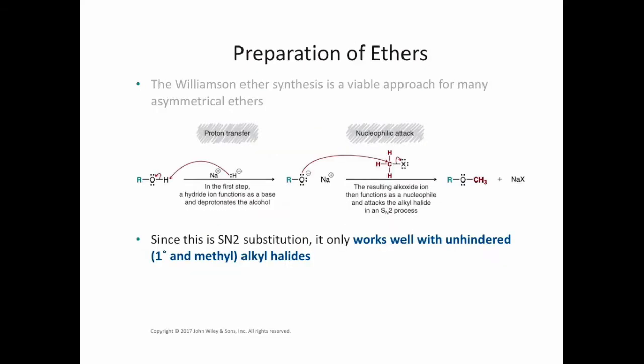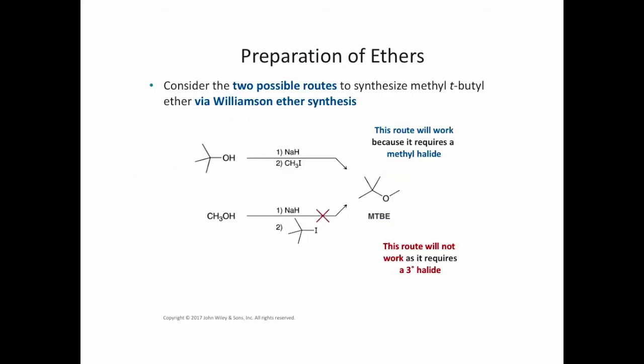Since this is an SN2 reaction, it has the same limitations that we talked about with SN2 reactions, where it really needs to only be coupled with unhindered alkyl halides. Primary and methyl are the best. So consider these two possible routes to synthesize methyl tert-butyl ether. The top route will work because we're going to take the tert-butyl alcohol, deprotonate it with sodium hydride, and then do an SN2 with methyl iodide.